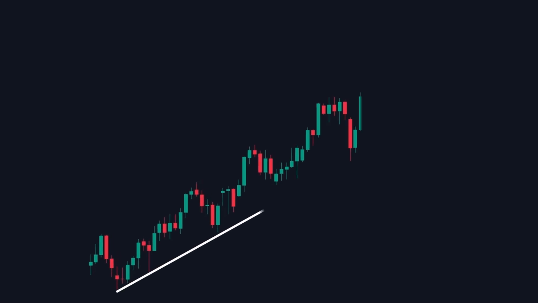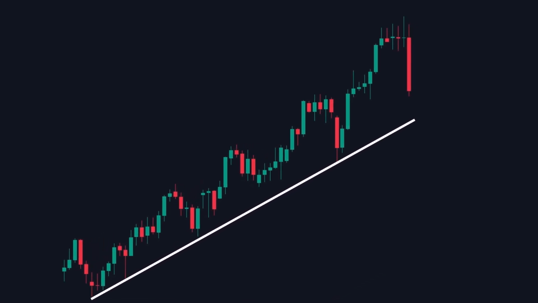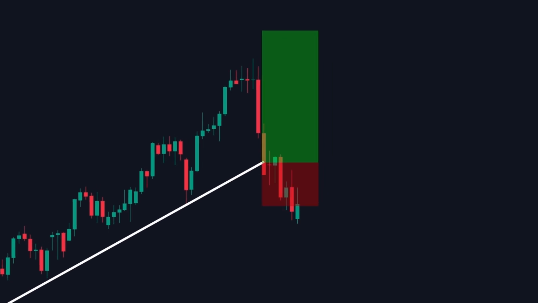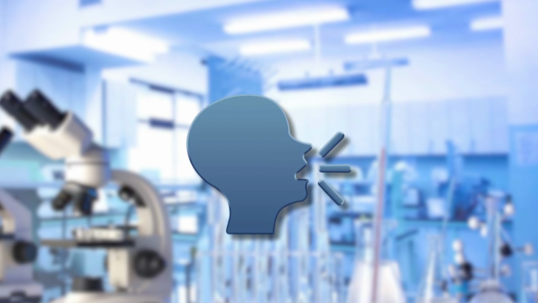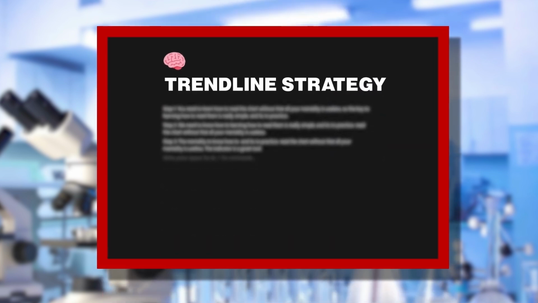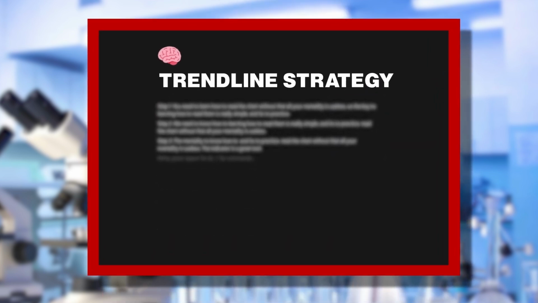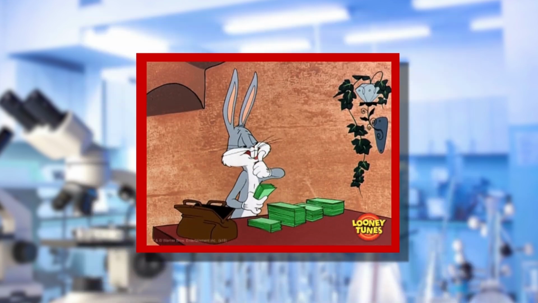Have you ever drawn a trend line, feeling super confident, only to see price completely ignore it and destroy your trade? Yeah, we've all had that heartache. But what if I told you there's one trendline strategy that actually works every single time, and it's simpler and much more profitable than you think?